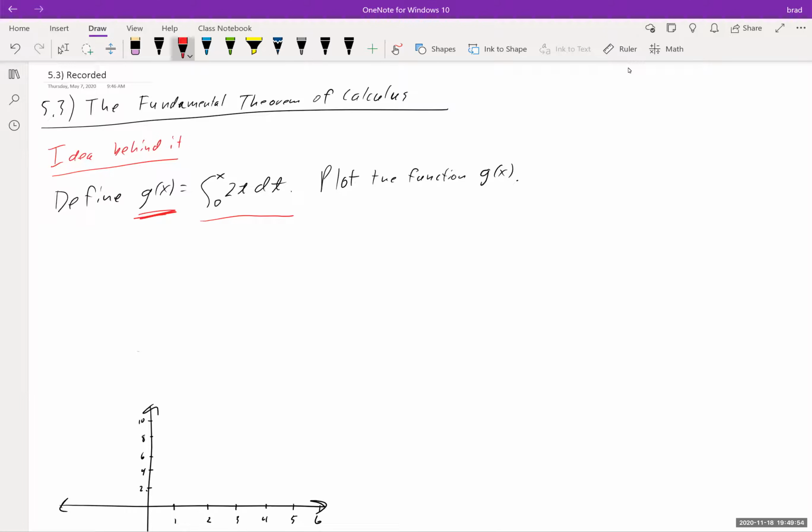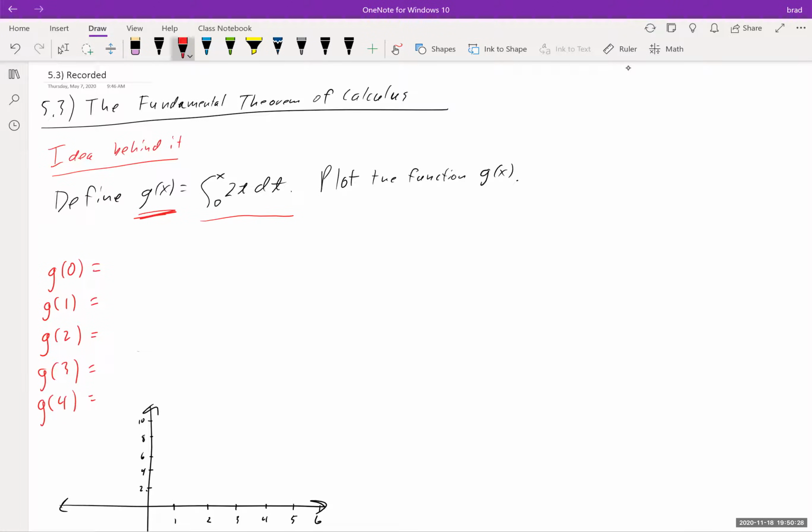Now remember, the definite integral is defined as the area between the x-axis and the curve. Area below the x-axis is considered negative, and area above the x-axis is considered positive. So I'm going to plot some of these values. I'm going to take g of 0, g of 1, g of 2, g of 3, g of 4, and so on. Okay, so let's see what we get here.